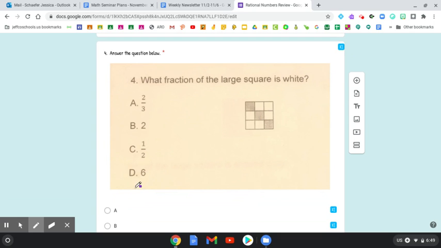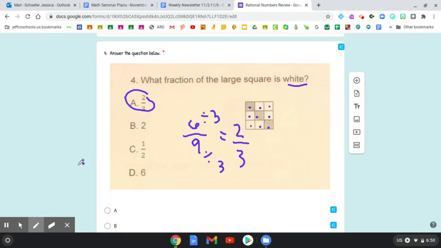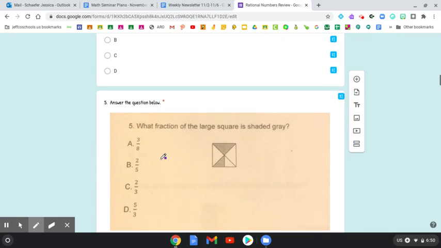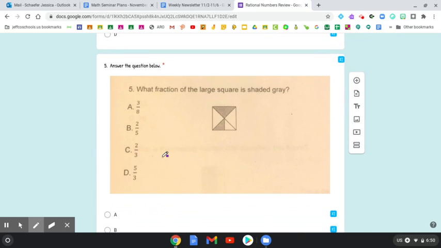Question 4, what fraction of the large square is shaded in white? So I'm looking for my white squares this time. 1, 2, 3, 4, 5, 6 shaded in white out of 7, 8, 9. So 6 out of 9. That is not an option over here for you, and that's because this can be simplified. So I'm looking for what number can divide into both. 3 is a common factor. 3 fits into 6 twice, and 3 fits into 9 3 times. So this one is going to be 2/3, A. Looking for simplifying: if my answer doesn't show up, it's probably because I need to simplify.